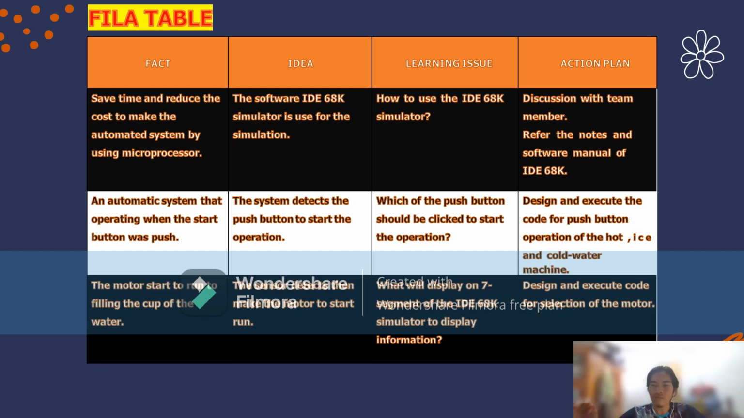So, hello everyone. My name is Muhammad Izwan bin Abbas. I will present about the FILA level. What is FILA? It is fact, idea, learning issue, and action plan. So, firstly, for the FILA level, we have to save time and reduce the cost to make the automated system by using microprocessor. For this idea, we have used the IDE 68K simulator software for the simulation.